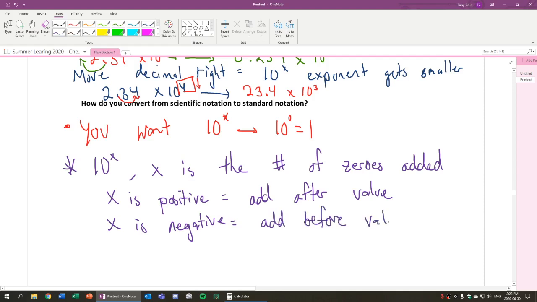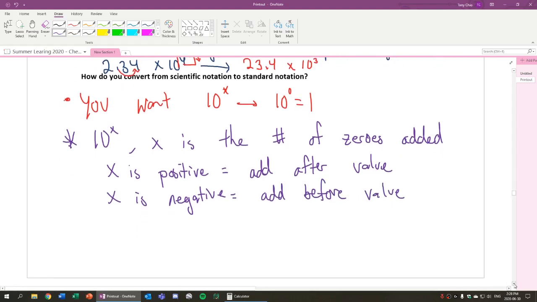So let's show an example. Let's look at, for example, 8 times 10 to the power of 4. This 4 here means that it's positive, so you add zeros after the 8. How many zeros? Well, 8, 1, 2, 3, 4. There's 4 zeros.